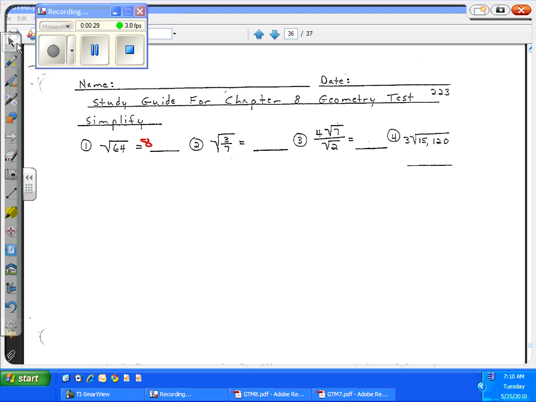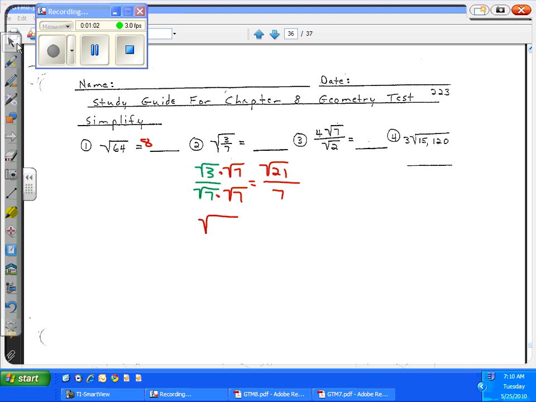Number 2, square root of 3/7. You cannot have a fraction in the square root. So we're going to split it into the square root 3 over square root 7. But you cannot have a radical in the denominator. So we rationalize the denominator by multiplying by square root 7. We're going to get square root 21 over 7.